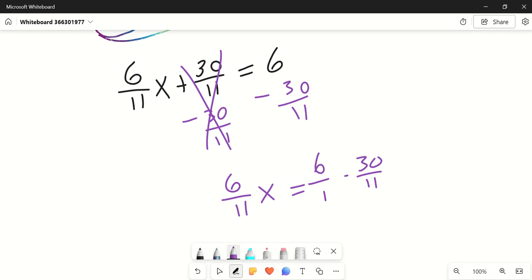If I multiply 1 by 11, it becomes 11. If I multiply 6 by 11, it becomes 66. So now I have 66 minus 30, basically, because my answer is going to be over 11. But now it's just 66 minus 30. What is 66 minus 30, everybody? 36. So my new equation now is 6/11 x equals 36/11.